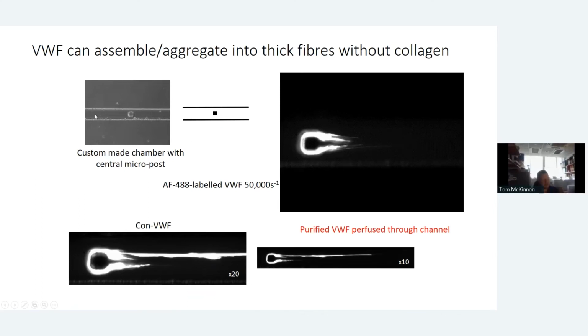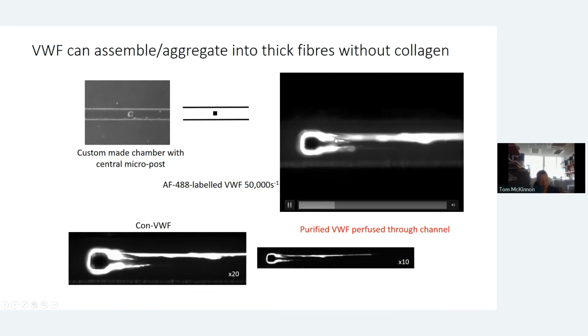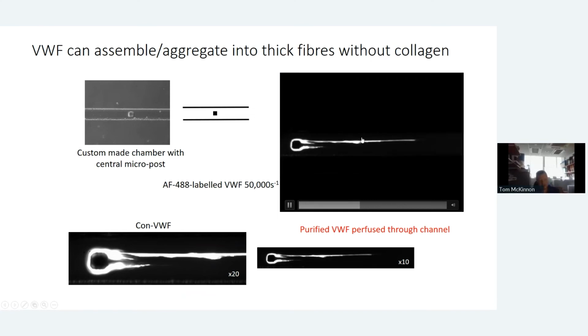So this is, again, a custom-made chamber. It has a central micropillar. And what we can do in these assays is simply perfuse labeled VWF. So there's nothing else going through. This is just labeled VWF protein. What you're about to see in this movie is the protein wrapping itself around the pillar. But over time, that big mass of protein is extended, and more soluble VWF is bound or associated and extends itself out.